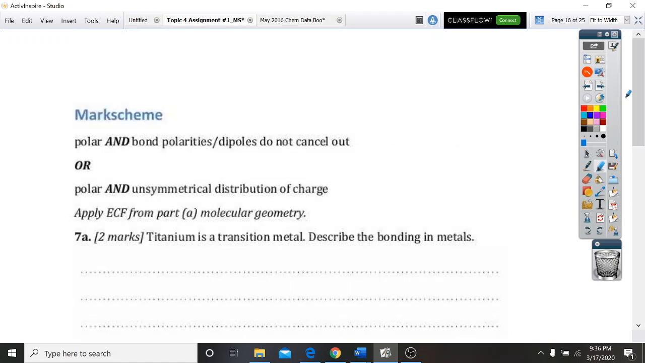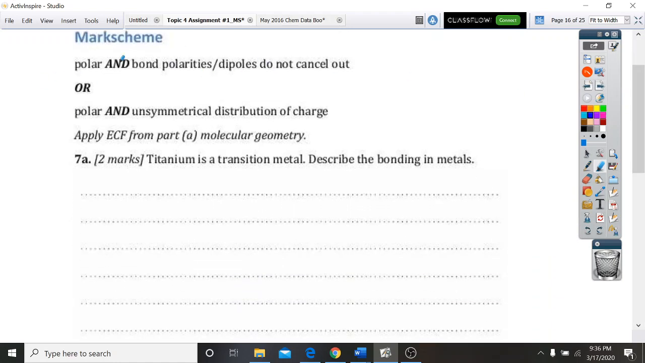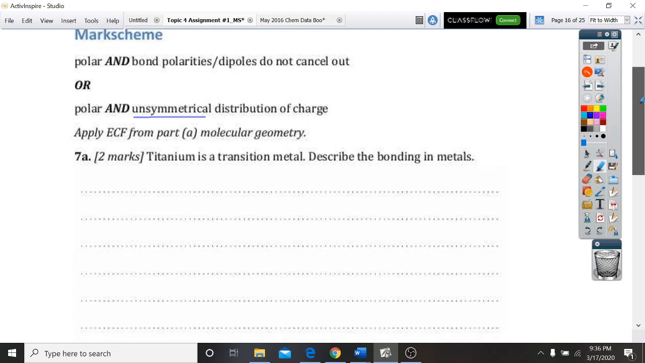You might still comment that its bonds are polar, but then comment additionally, the bonds that are polar have dipoles that do not cancel out. Therefore, that is why it is polar, or you can just say it's polar because it's unsymmetrical in its charge distribution. There's a lone pair at the top, something like that, and that's fine.